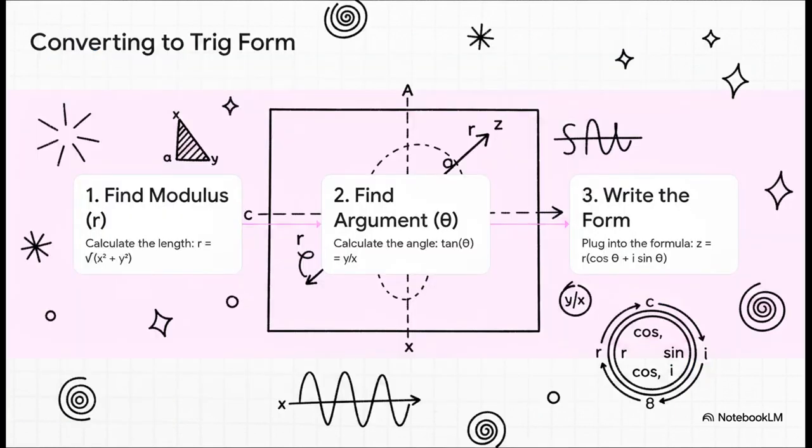And we can find it pretty easily just by looking at the relationship between the x and y parts of our number. Okay, so how do you actually convert one of these? Well, it's basically a two-step process. First, you calculate the length r. Second, you calculate the angle theta. And then you just plug them into this standard form right here. That's literally all there is to it.